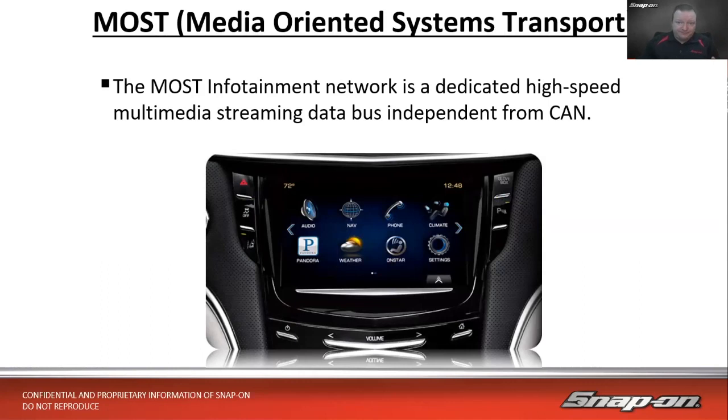Then we have MOST. I included MOST in here. It's not really a diagnostics communication network, so to speak, but diagnostic information can travel through it. But it is made for media transport, right? So MOST stands for Media-Oriented Systems Transport. Many manufacturers use this type of network inside their vehicles. It is a dedicated high-speed multimedia streaming data bus independent from the CAN bus of the vehicle. So it's separated. You may have a gateway module to translate signals between them, but it is separated and it's used only for multimedia, so video, audio, and the like.